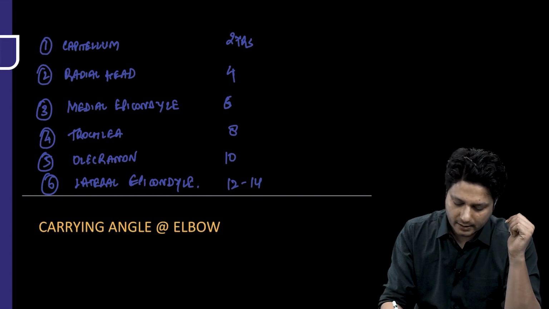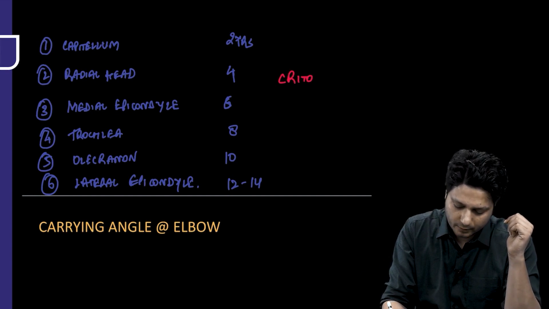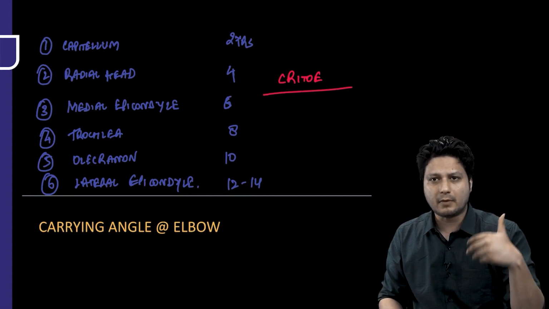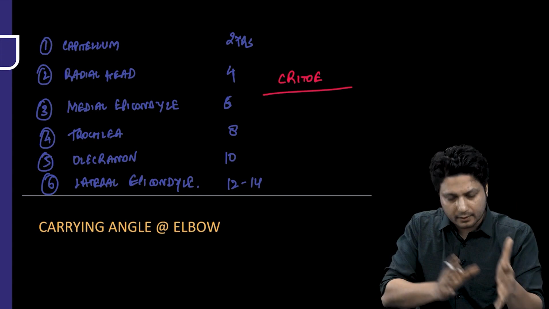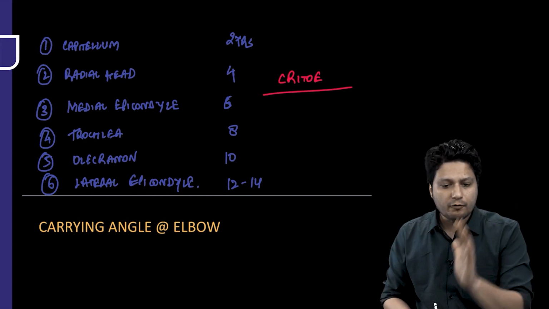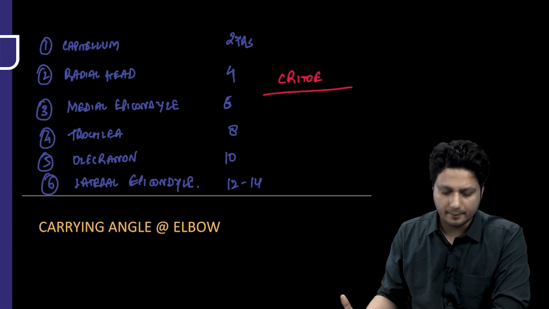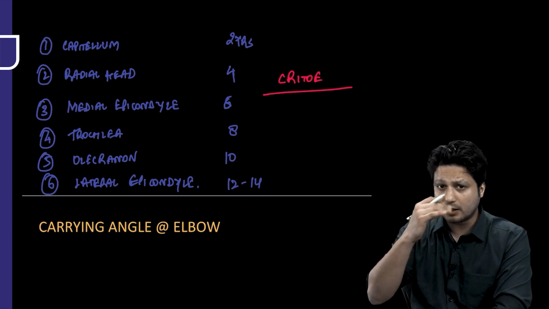So there is a mnemonic which is CRITOE. C means capitulum, R for radial head, I for internal, that means medial epicondyle, T for trochlea, O for olecranon, E for external, that means the lateral epicondyle. Alright, so CRITOE is considered to be the mnemonic for this.